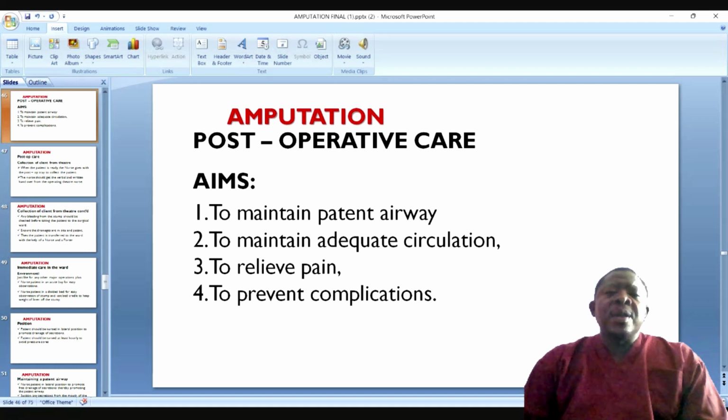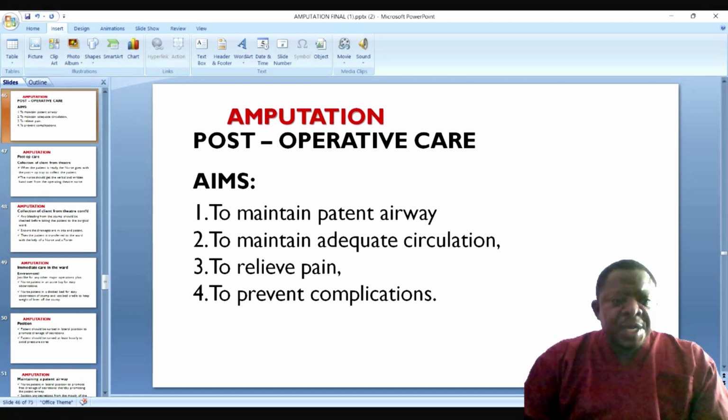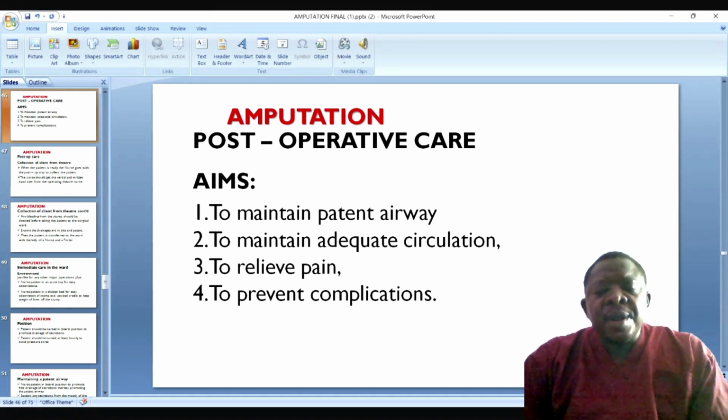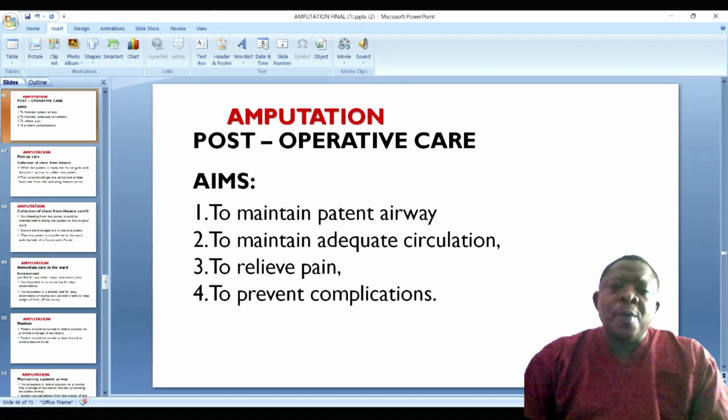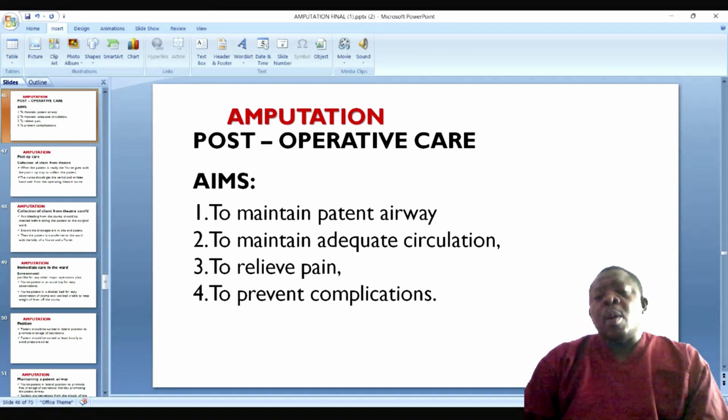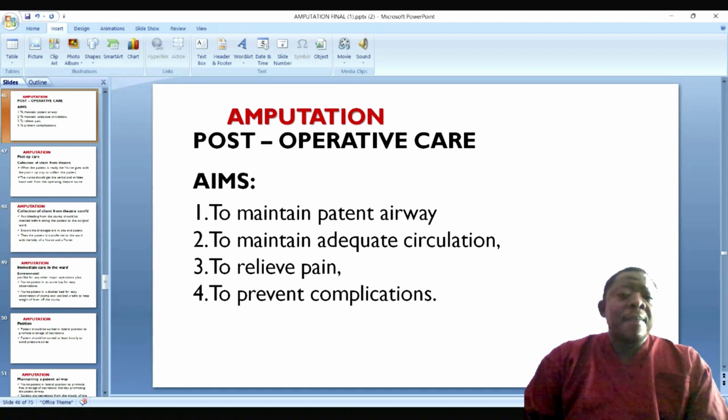Okay, this is to reduce the weight on the stump, which can exacerbate the pain. Position: the patient is nursed in a lateral position to promote drainage of secretions, and the patient should be turned at least hourly to avoid pressure sores.